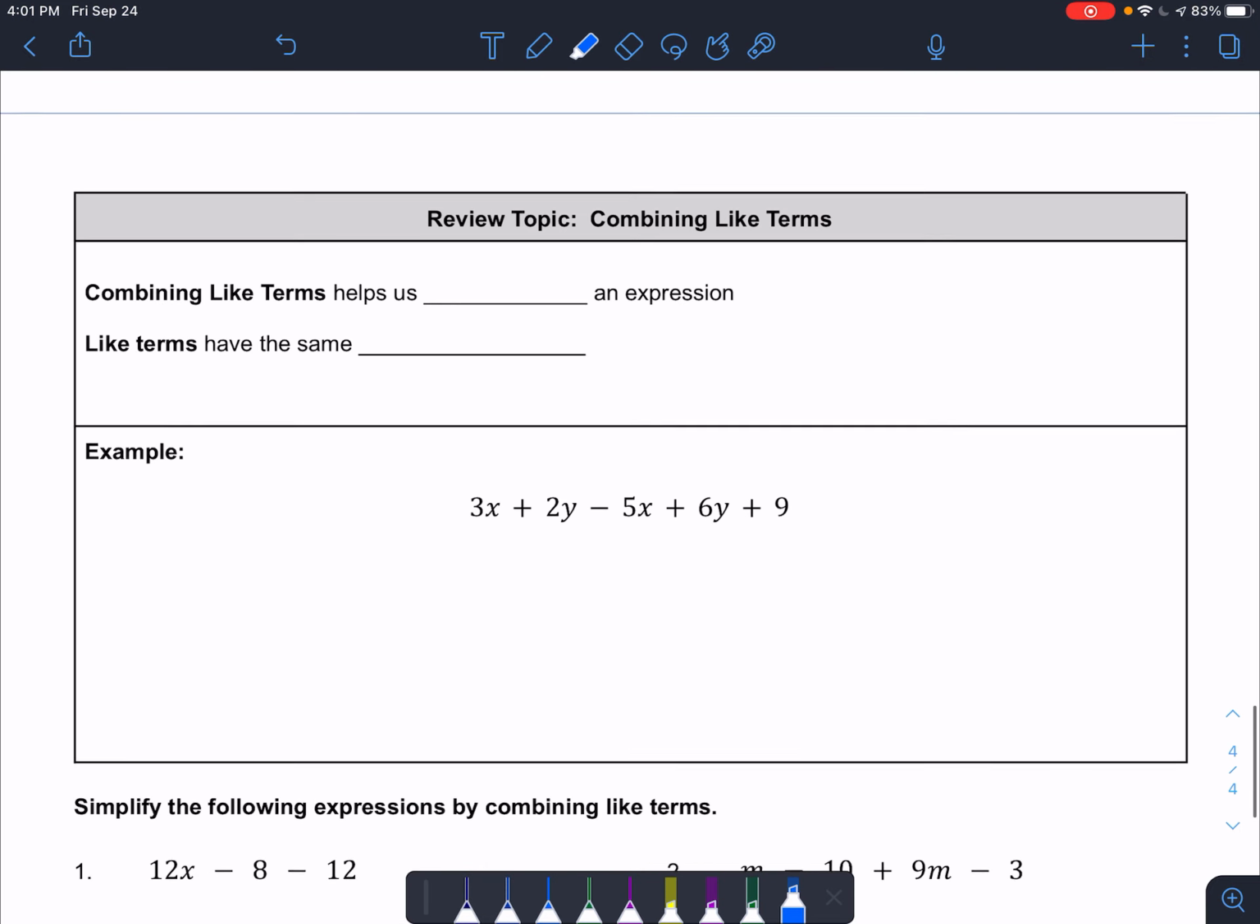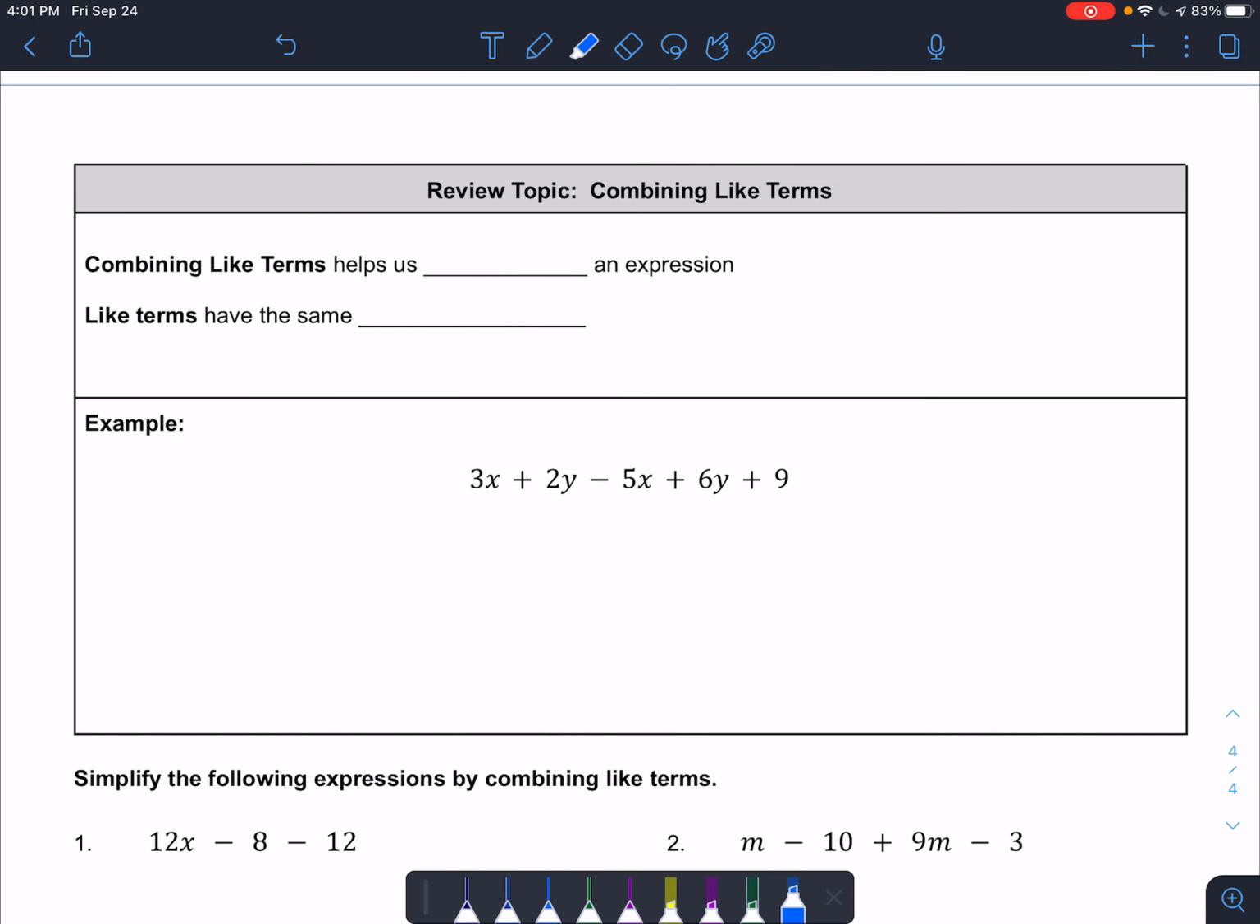Okay. So finally, we do need to review one concept, and the concept that we are going to review today is called combining like terms, okay? Combining like terms is a strategy we use when we want to simplify an expression, all right?